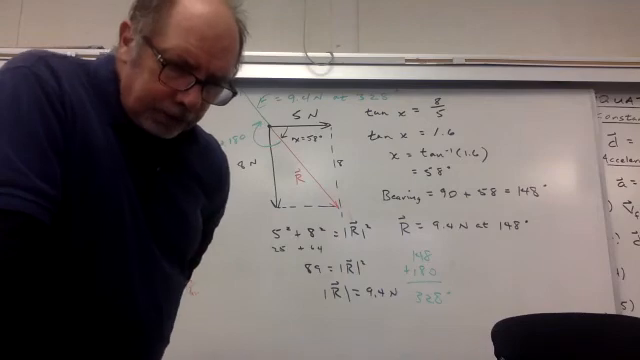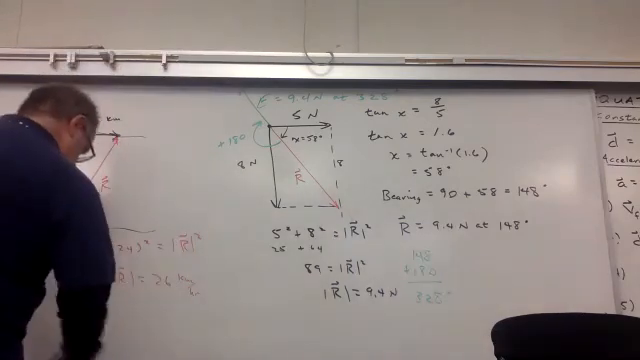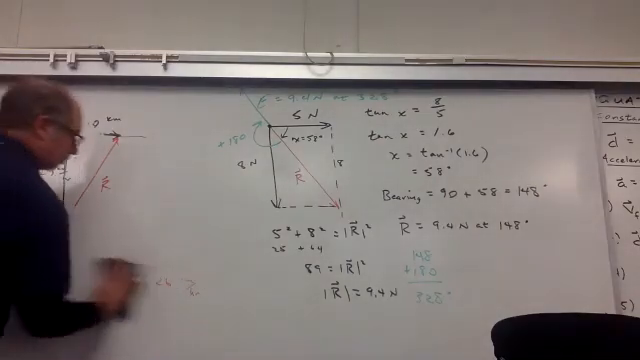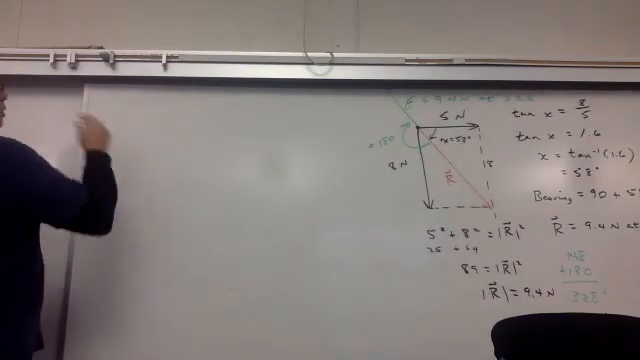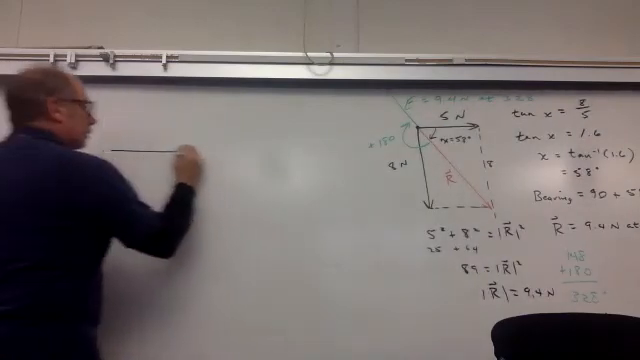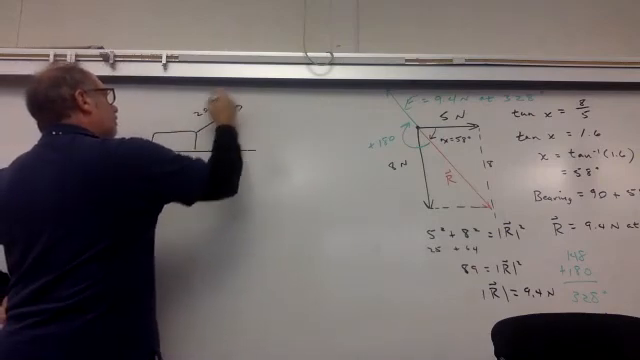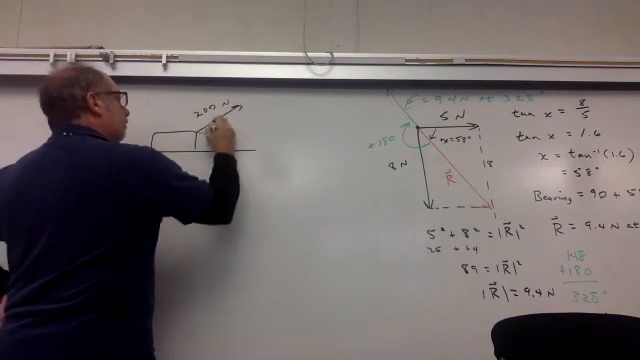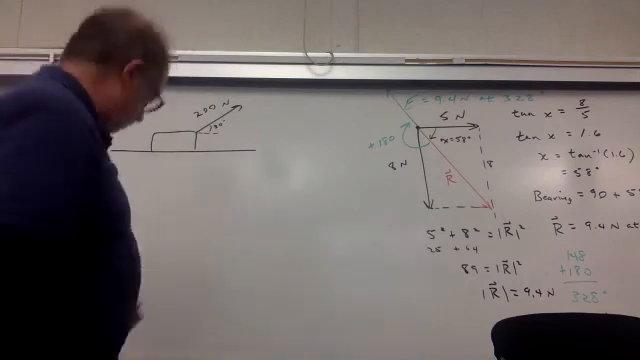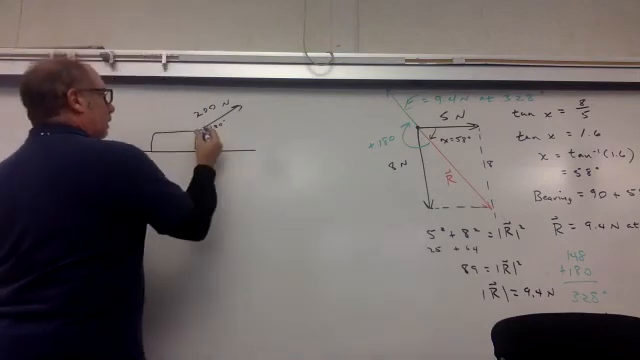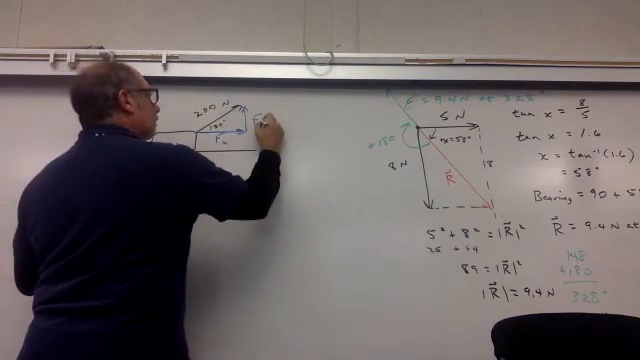And then, let's see here. Number 22, the last one. Box being dragged along the floor. Tension is 200 newtons. Angle is 30 degrees. And they want the horizontal component. There's the horizontal component. There's the vertical component.